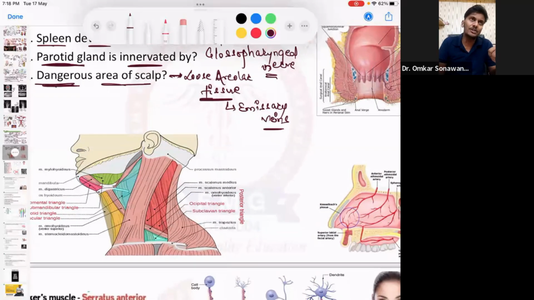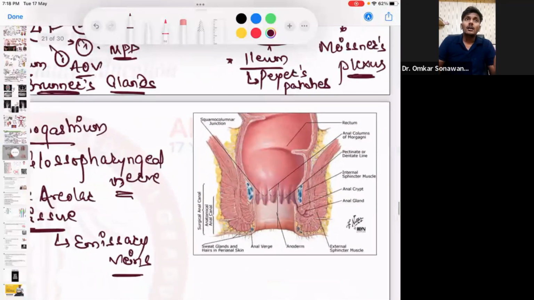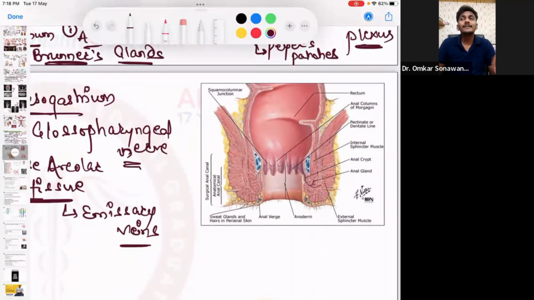And damage to emissary veins causes which type of hemorrhage? Anybody? SDH, subdural hemorrhage. Don't make this mistake.